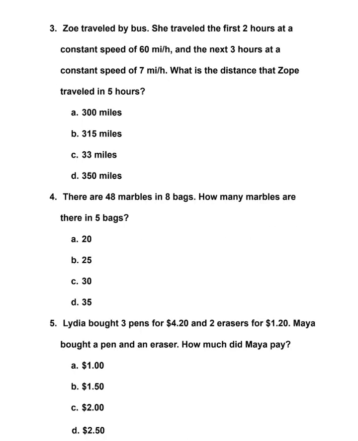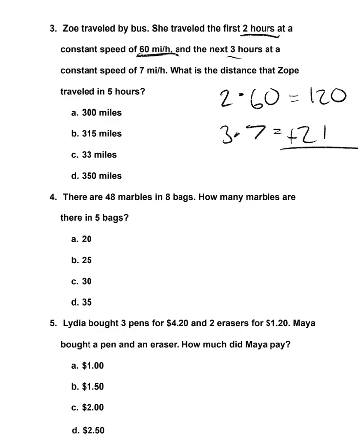Number 3, Zoe traveled by bus. She traveled the first 2 hours at a constant speed of 60 miles per hour. So 2 times 60, because it's 2 hours, which is equal to 120 miles. And then the next 3 hours with the constant speed of 7 miles per hour. So 3 times 7 is equal to 21. And then you add these two results together to get 141, which for some reason isn't an option on the multiple choice. So I'll just add that in.